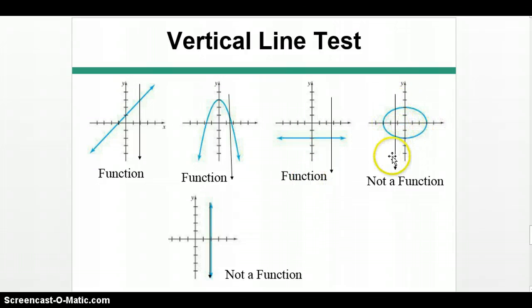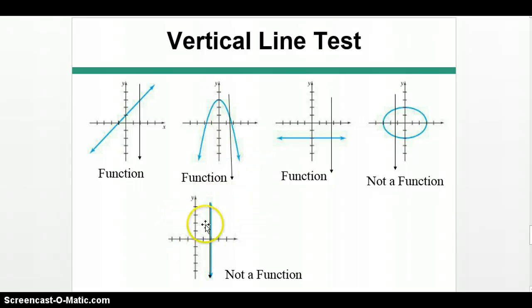In this case, we draw a vertical line and it intersects the graph in two places, so it is not a function. If it intersects more than once, it is not a function. If it intersects the graph only once, then the graph is a function.